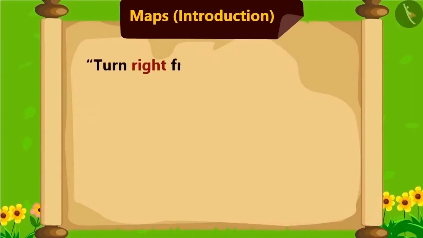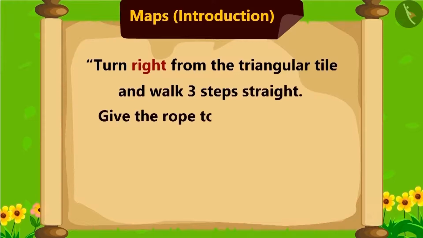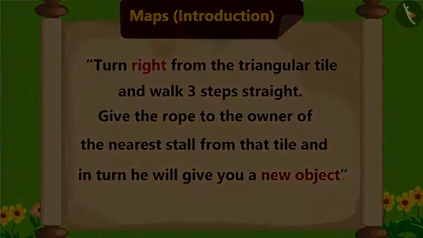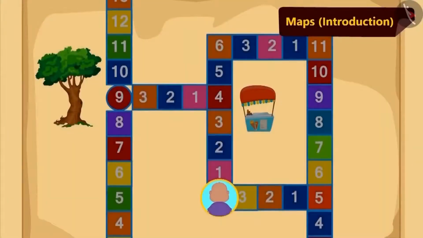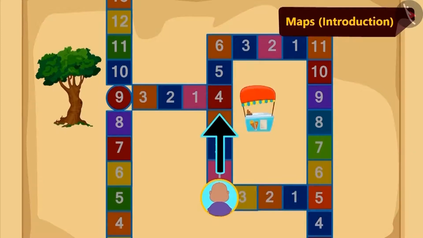Turn right from the triangular tile and walk straight 3 steps. The stall which is nearest to the tile, give the rope to the owner of the stall, and in turn he will give you a new object. Children, can you tell me which is the nearest stall to Bablu after he walks 3 steps further? The nearest stall to Bablu is Babban's ice cream stall.